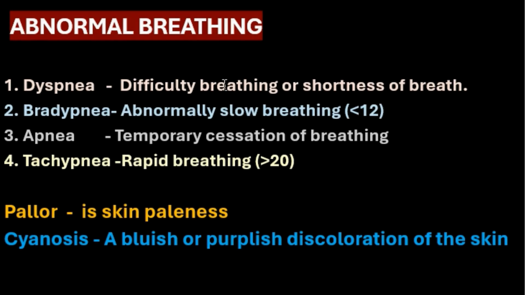The abnormal breathing patterns are dyspnea, difficult breathing or shortness of breath; bradypnea, abnormally slow breathing less than 12 per minute; apnea, temporary cessation of breathing or absence of breathing; and tachypnea, the rapid breathing more than 20 breaths per minute in adults. Pallor is skin paleness and cyanosis is a bluish or purplish discoloration of the skin. So a color code is also there for identifying the pallor and cyanosis.